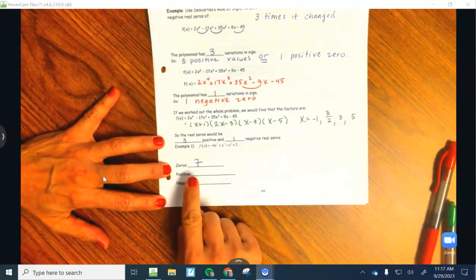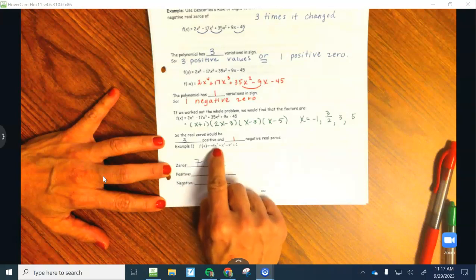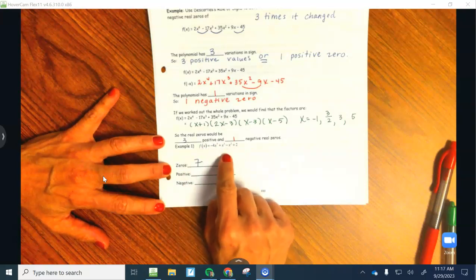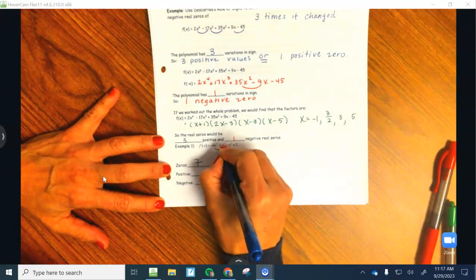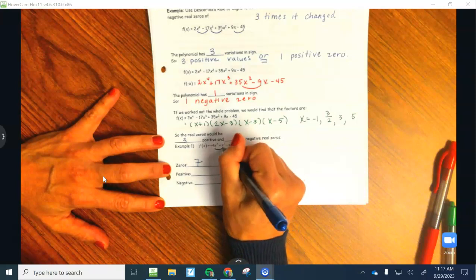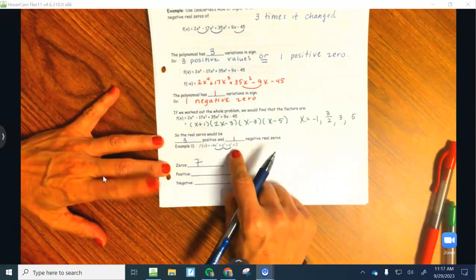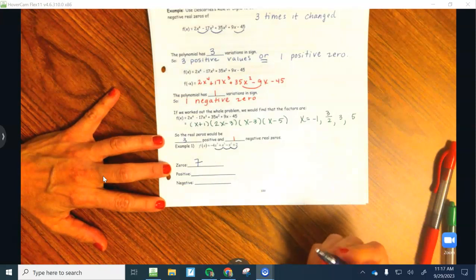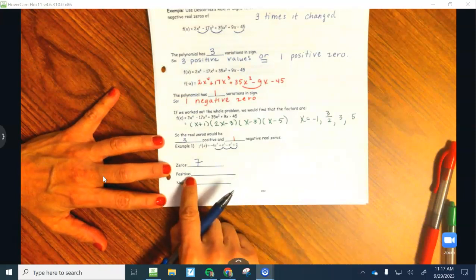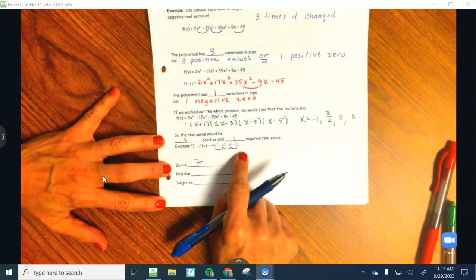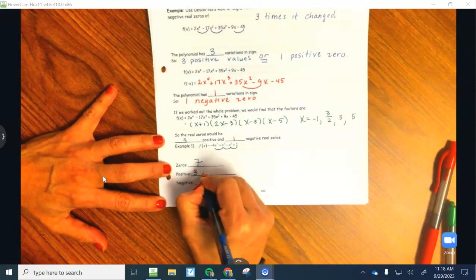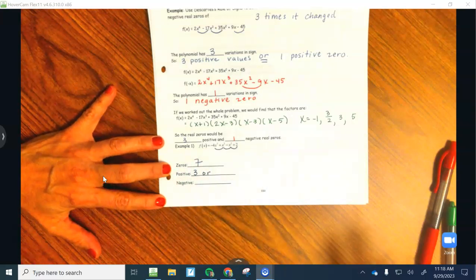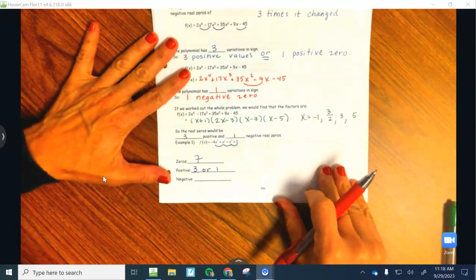All right, to find the possible number of positives, just count the switches in the original equation. So look, it starts out negative. Here's a switch, switches to positive. Look, it flips back to negative right here. Look, it flips back to positive right there. So how many possible positives do we have? Well, how many switches did we record? 1, 2, 3. So we're going to have 3, or what's 3 minus 2? 1.